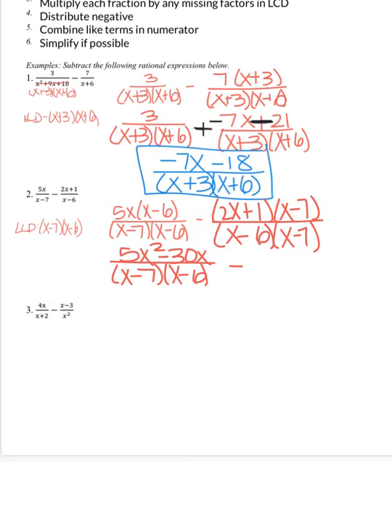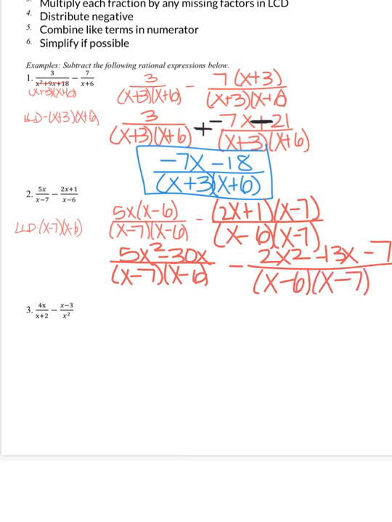So when you multiply 2x plus 1 times x minus 7, you get 2x squared minus 14x plus x is minus 13x. That's all it is. That's what I was talking about. And then minus 7. Divided by x minus 6 times x minus 7.